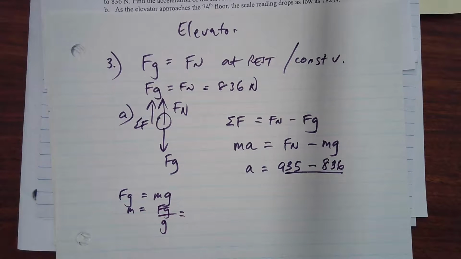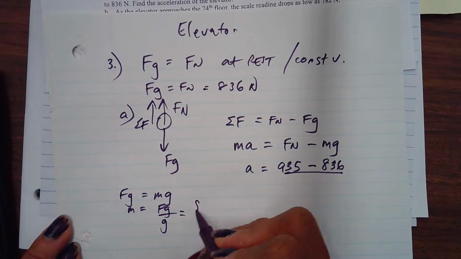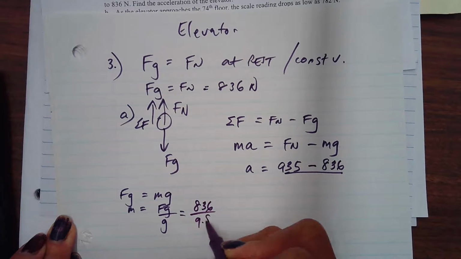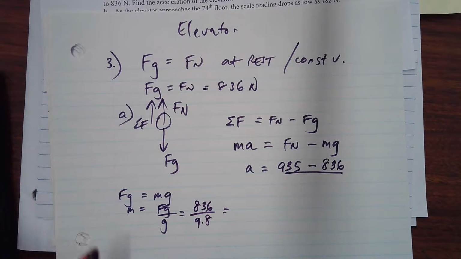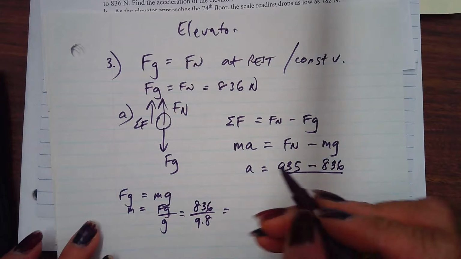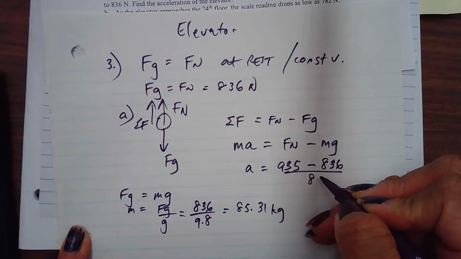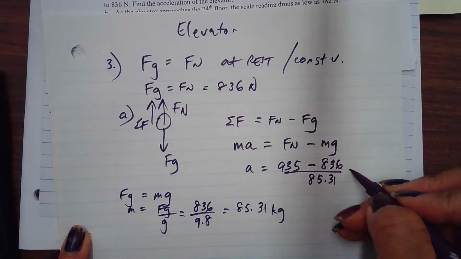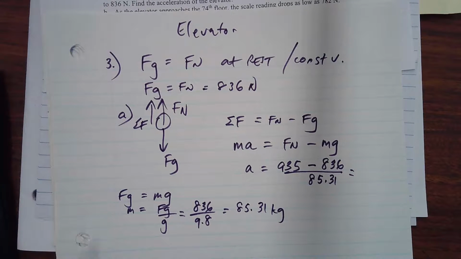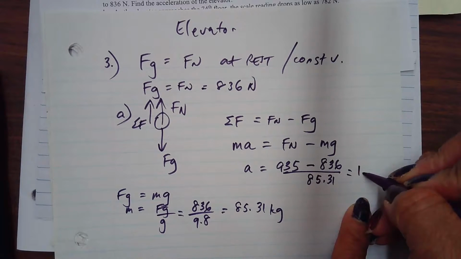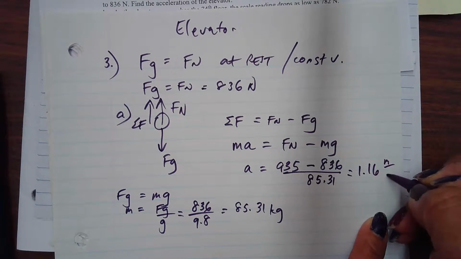What is the true weight of the person? 836, right? So then you'll go 836 divided by 9.8. That will give you the person's mass, and it is 85.31 kilograms. So I'm going to put that right here, 85.31 kilograms. Okay, so that will give us the acceleration of that elevator, which is 1.16 meters per second squared.